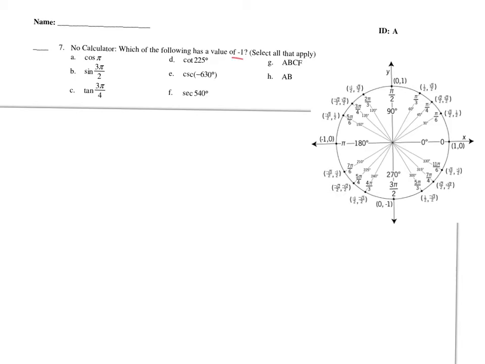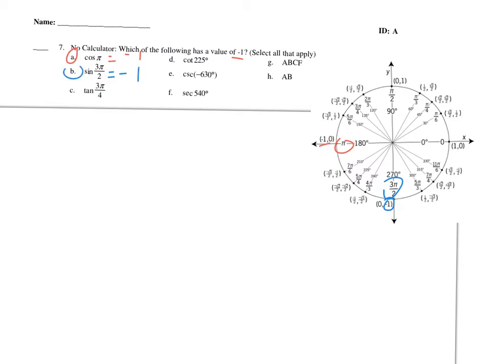All right, next up here, we're wanting to find all the values of negative 1 here. So cosine of pi, I'm going to go to pi radians, and then I look at the x value, and I see that that is negative 1, so that looks like a good answer here. And sine of 3 pi over 2, that, remember, is our y value, so I go down to 3 pi over 2, and my y value is negative 1. And so that one's good as well.